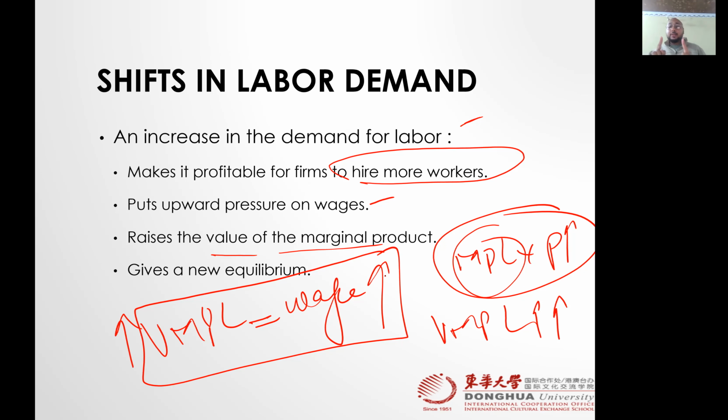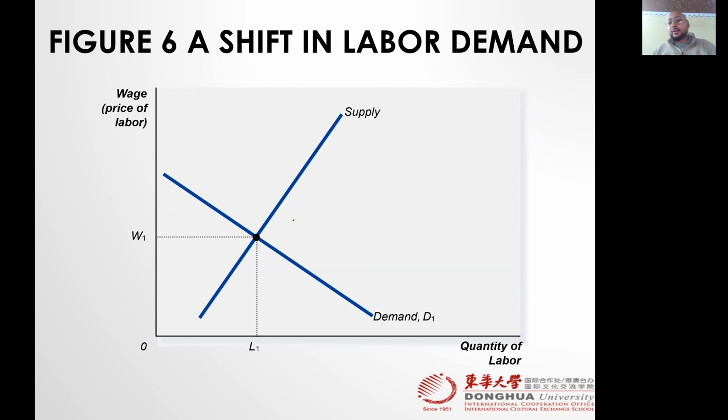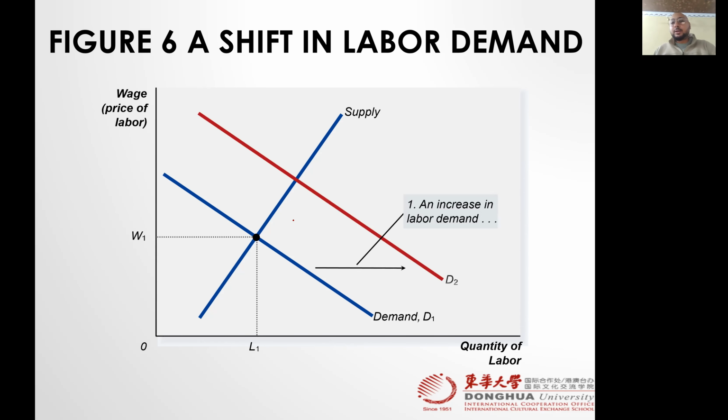So when demand increases, demand causes a shortage, and it pushes the price upward, and the price of labor is called wages. So we have a new equilibrium here. Demand increases, which causes a shift to the right on the demand curve, which causes not only an increase in the number of laborers, but also in the wages.